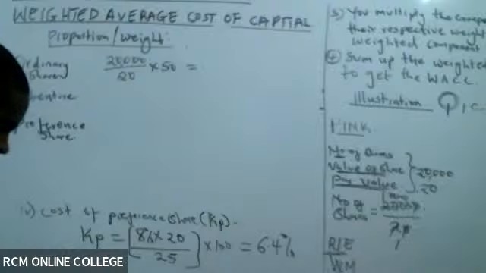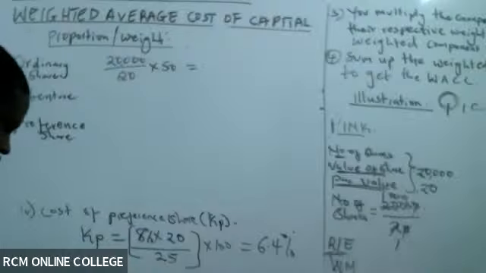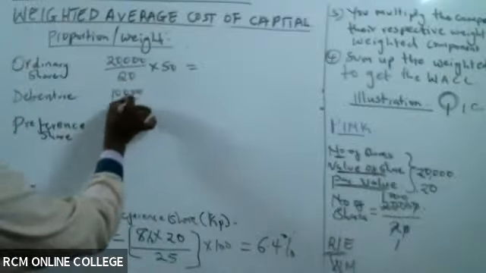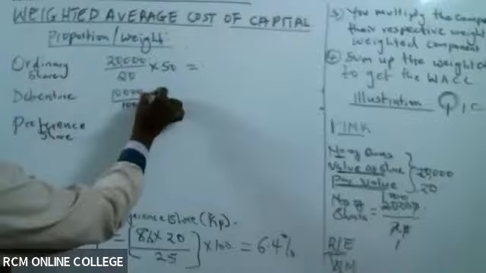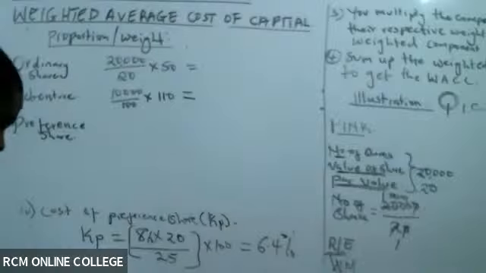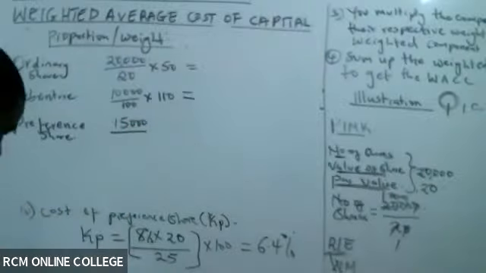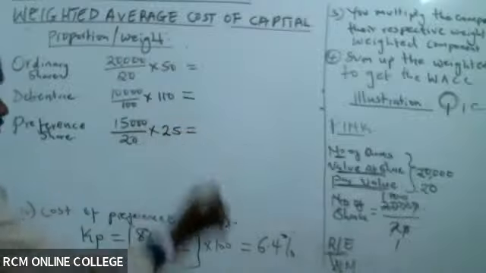Debenture value yake tuko na nini? Value yake tuko na 10,000, si ndio? Value ya debenture ni 10,000. Can you see that? So its value using the market price, you convert to shares. It's 100. Then you multiply by 110, which is the market price. Then you do the same for this one, 50,000. Divide by the par, which is 20. You multiply by 25, which is the current market price.